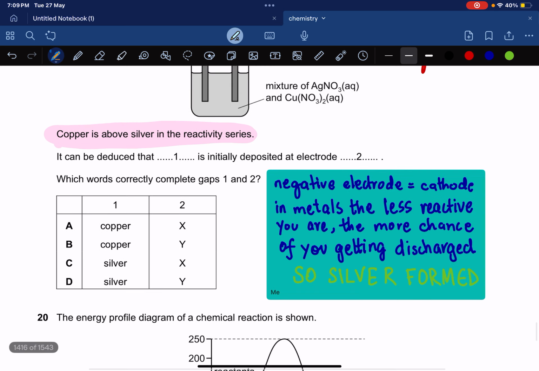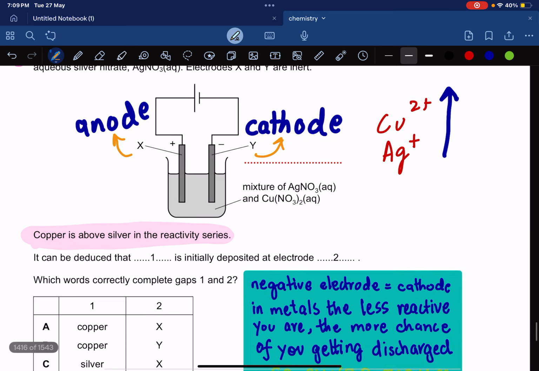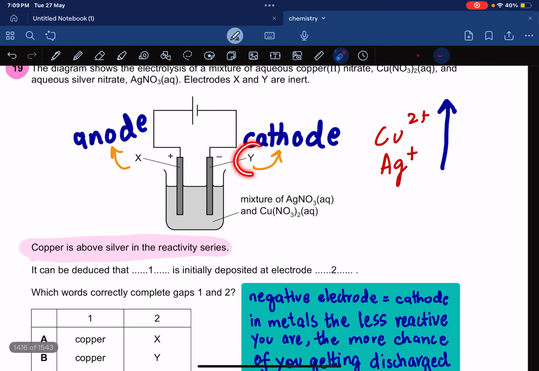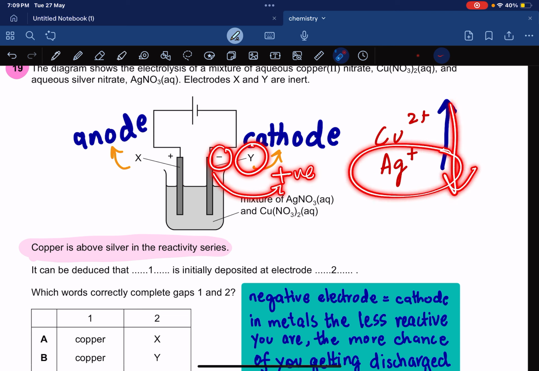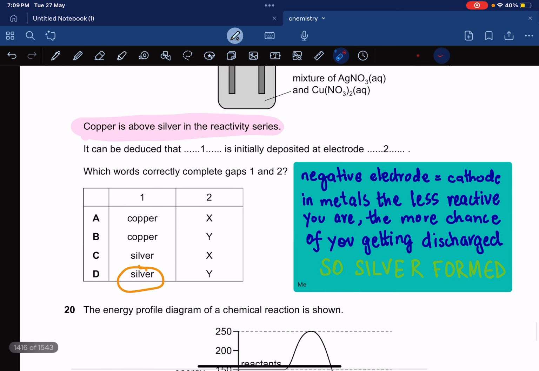So copper or silver is going to be deposited at this Y, because at the cathode you have your positive ions, because it's negative, so positive ions are going to be attracted, and silver is going to be deposited because silver is below in the reactivity series, and the more below you are, that's how you get discharged. So obviously silver, because the less reactive you are in the reactivity series, the easier it is for you to gain that electron and get discharged, because for positive ions to get discharged they need to gain electrons. For silver it's easier to gain that one electron compared to copper. So it's going to be question number D.